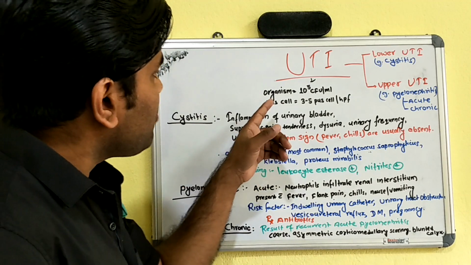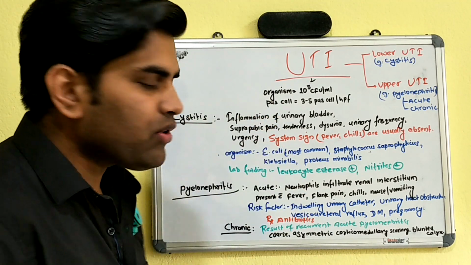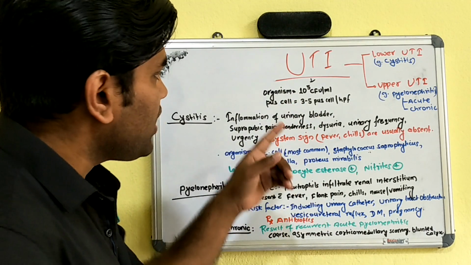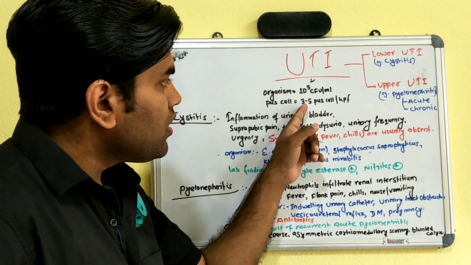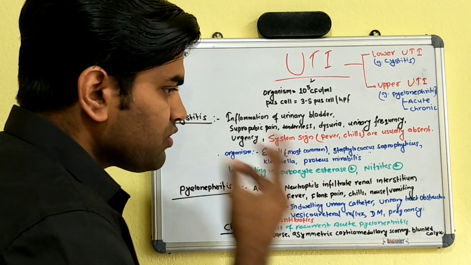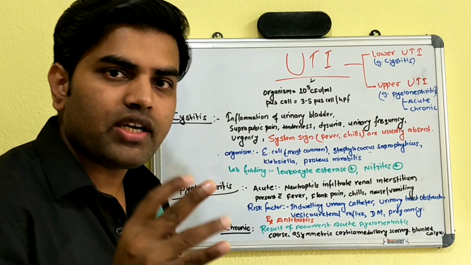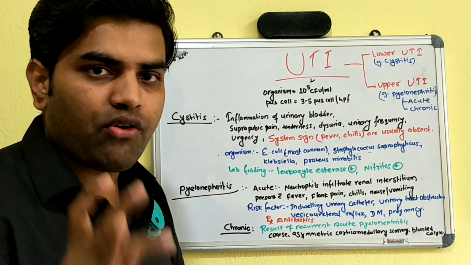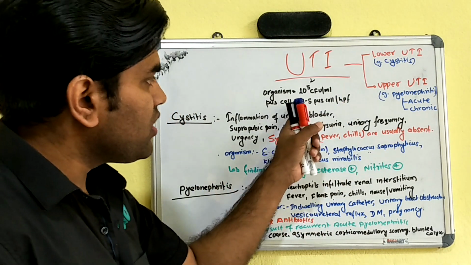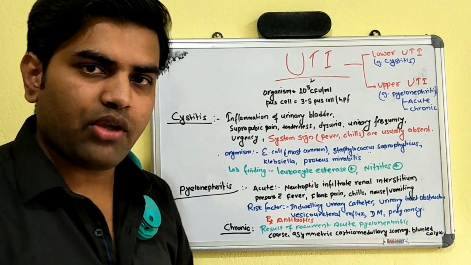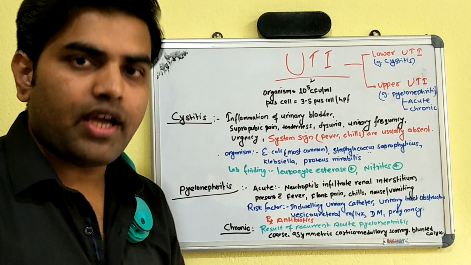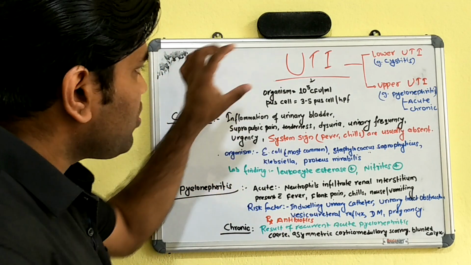Now about the pus cell, it should be 3 to 5 pus cells per high power field. What does that mean? If you know about the microscope, there are 3 lenses, that is 10x, 40x and 100x. 40x is called high power field, and in 40x, if you examine one field and find 3 to 5 pus cells, then that is known as pyuria. That is the definition for UTI as well. So we have known about the definition of UTI.